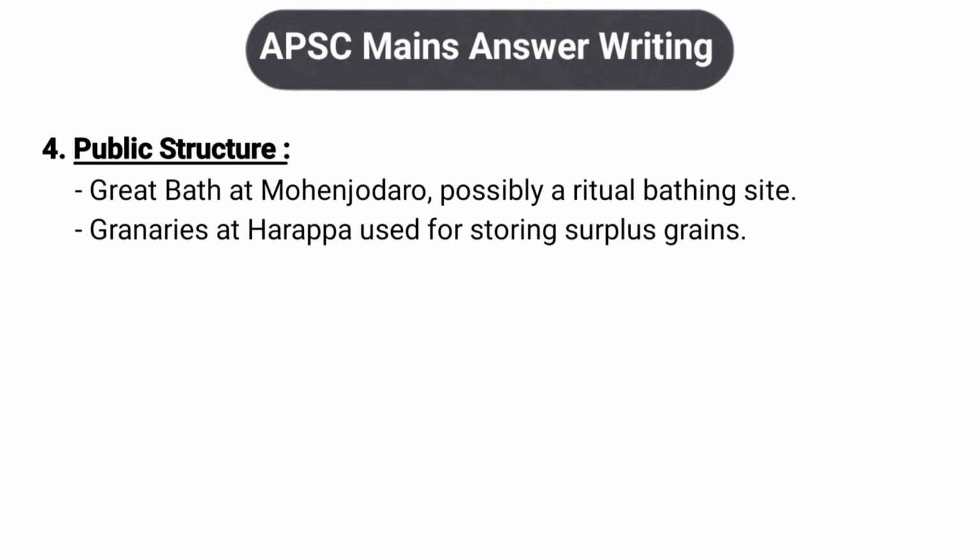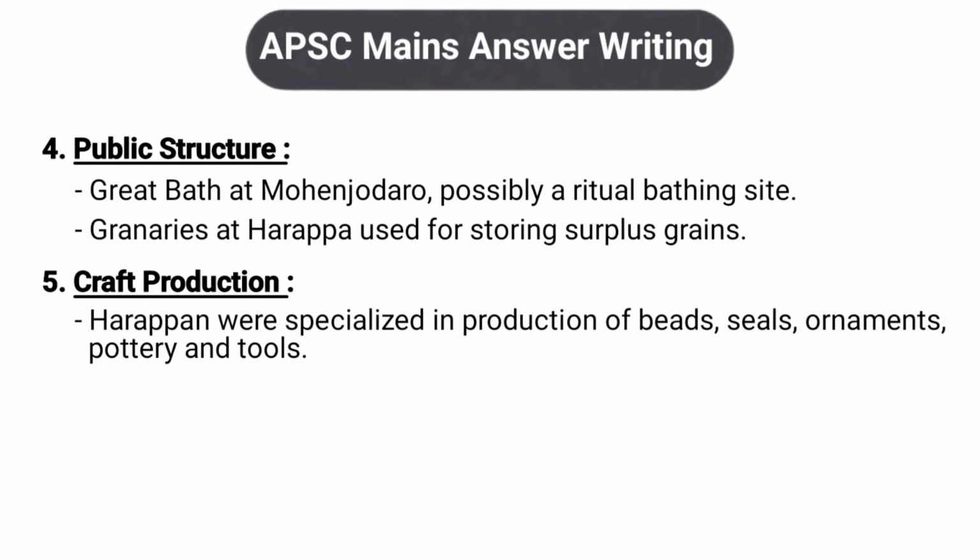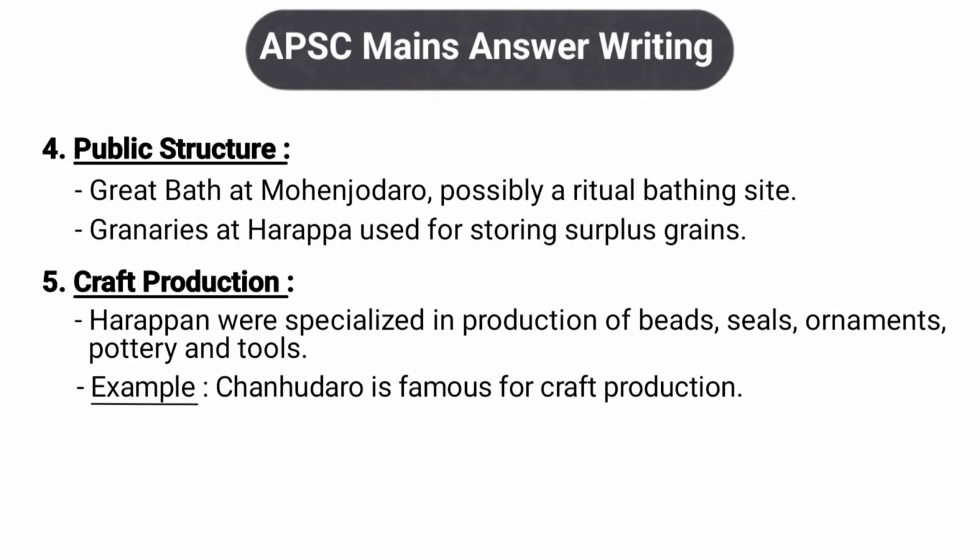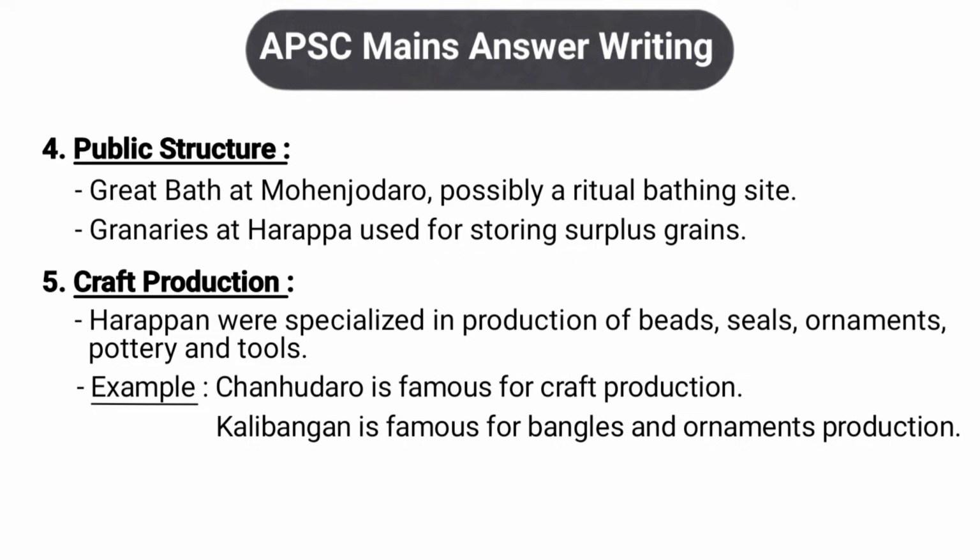Next, public structure. Write about the Great Bath at Mohenjo-daro, possibly a ritual bathing site. Granaries at Harappa, used for storing surplus grains. Next heading, craft production. Write, Harappans specialized in production of beads, seals, ornaments, pottery, and tools. Here you can give examples like Chanhudaro is famous for craft production. Kalibangan is famous for bangles and ornaments production. Inserting examples will make your answer more attractive.